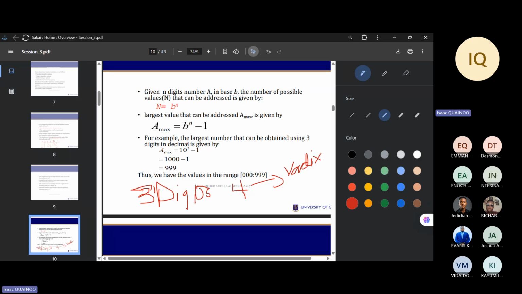Let's find I, the number of representations, or the number of values that can be addressed in that number system. Let's call it the number of addressable values. And then let's find the maximum number that can be represented in that particular representation.